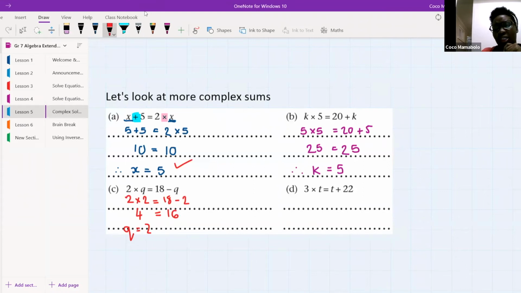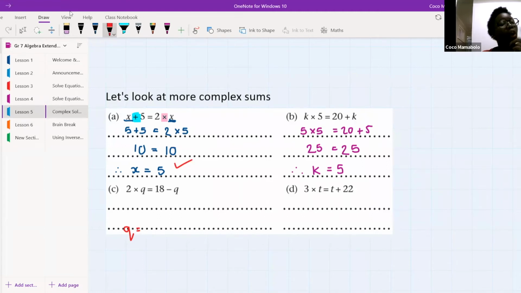No, they're not equal. 4 and 16 are not equal. So that means Q can't be 2. Because Q is on both sides, Q has to be the same on either side. Ntikelo, let's try another number. Pick another number. Try a higher number. Go up a little bit.